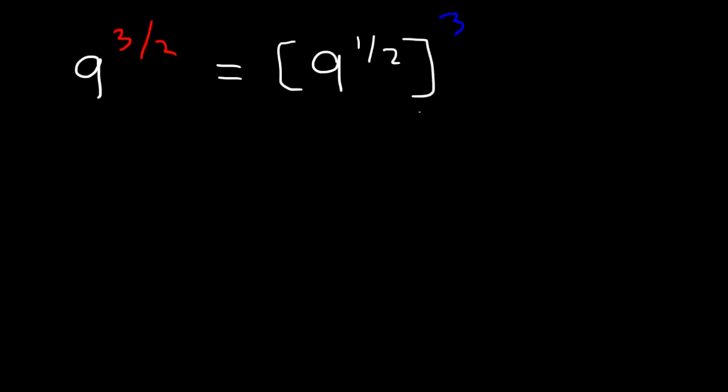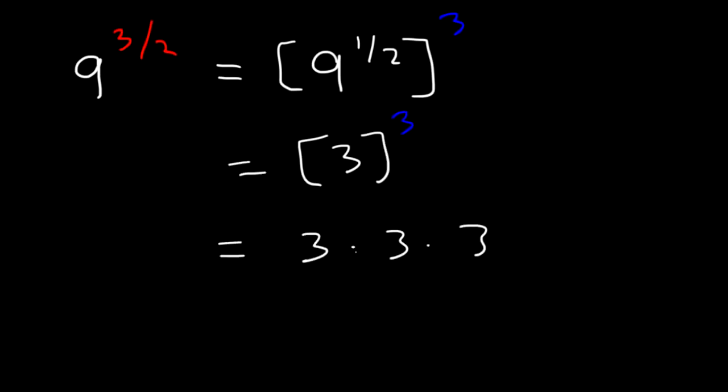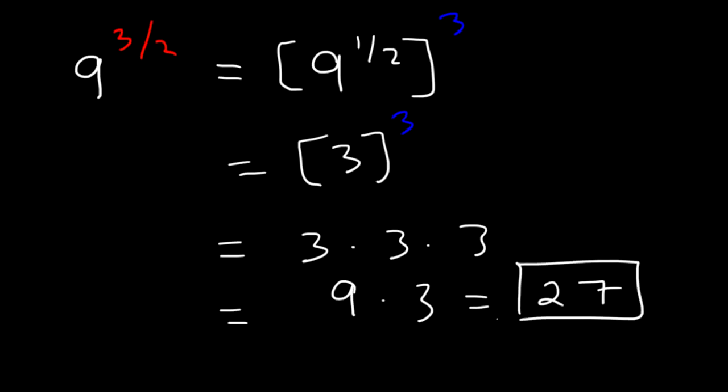Let's try another example. Calculate the value of 9 raised to the 3 over 2. So once again, we're going to find the square root of 9, which is 9 to the 1/2, and then we're going to raise it to the 3rd power. The square root of 9 is 3, and 3 to the 3rd power is basically 3 times 3 times 3, 3 times. 3 times 3 is 9. 9 times 3 is 27. So 9 to the 3/2 is 27.